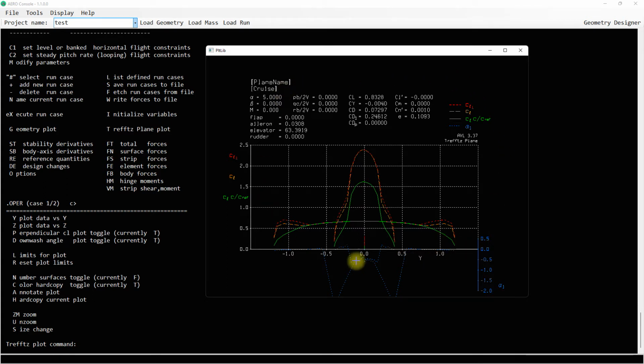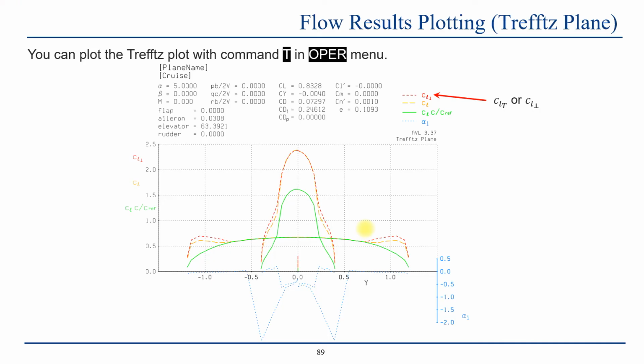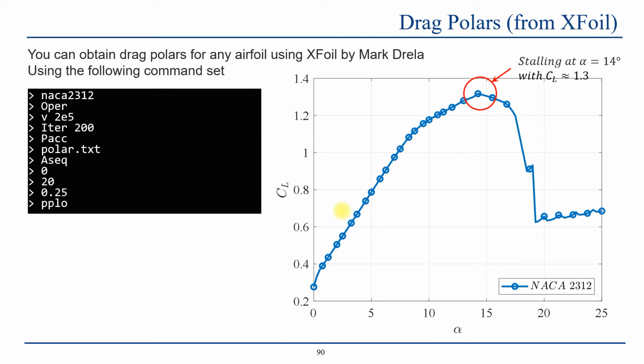So this is the Trefftz plane that we get some information about, and this is more so used for a quick overview of your important parameters for that run case, plus the lift distribution. Additionally, we should be able to find whether this is a stalling or not. So to be able to get the drag polars or the CL alpha or CL versus alpha, which is used for the stall determination, you can use XFoil, which is another software by Mike Drela.